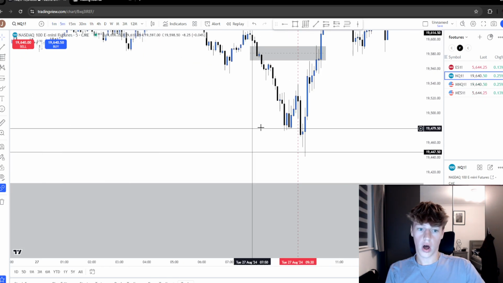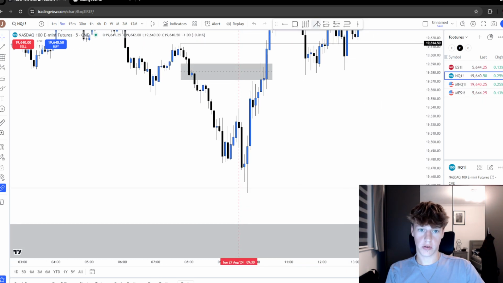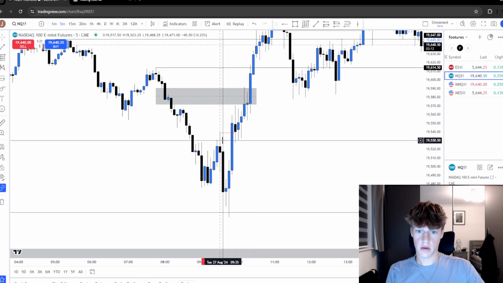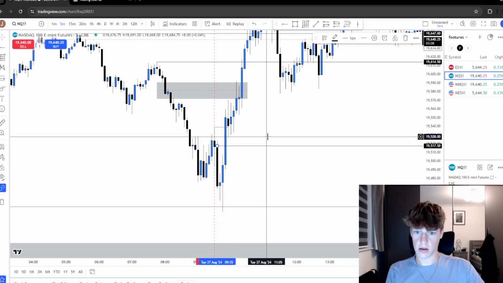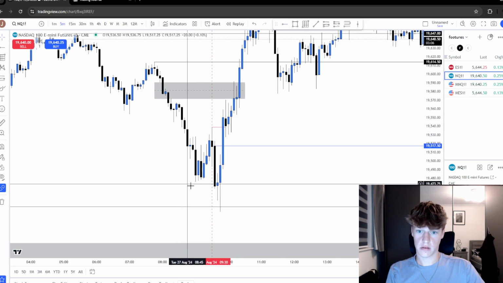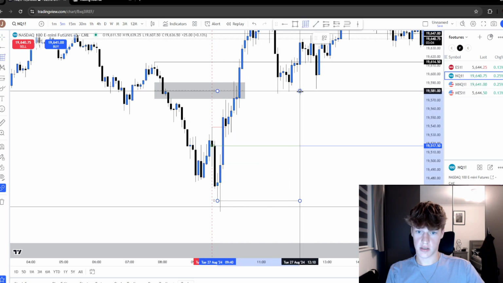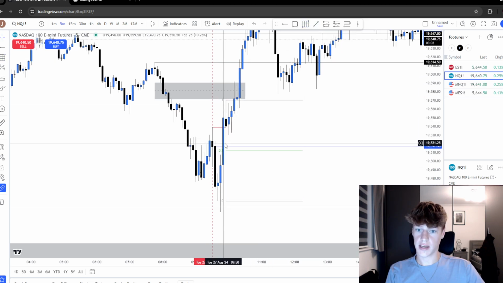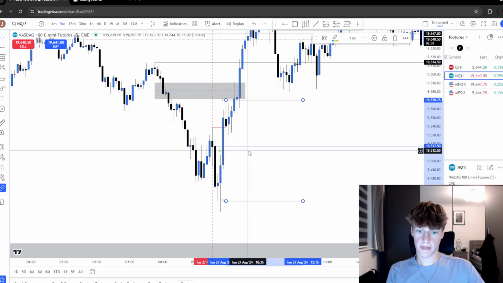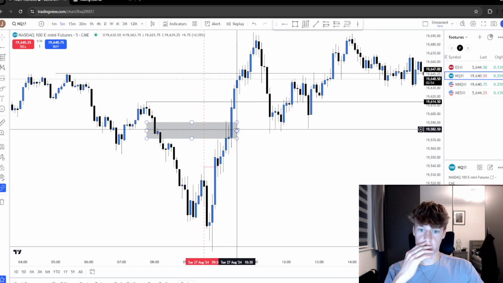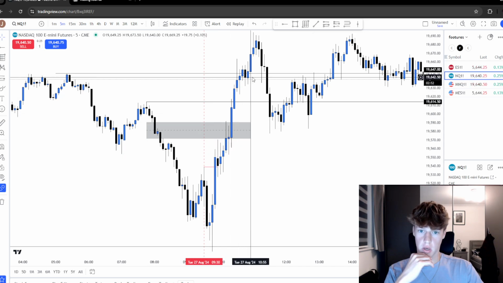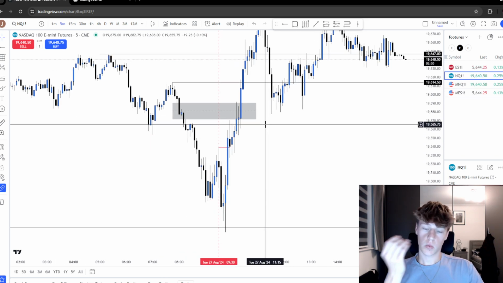But what I was looking at was, okay, we've broken 5-minute structure here. I want to see a move back down into what I had marked out as the order block on the 5-minute, and I had this equilibrium. Yeah, okay, I want to see a move down into there, and maybe a move higher off of that, to trade up to those 15-minute imbalances. We just kept going and going and going.